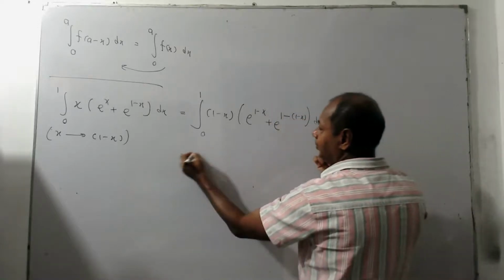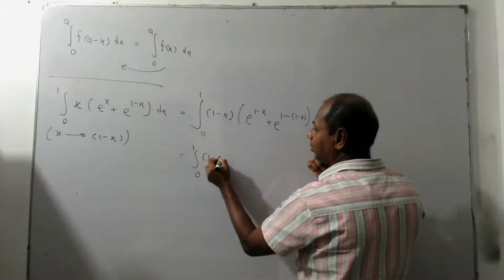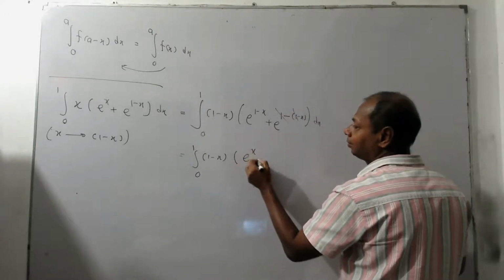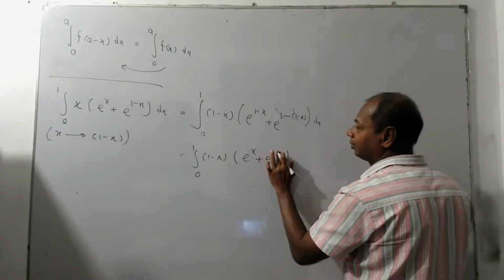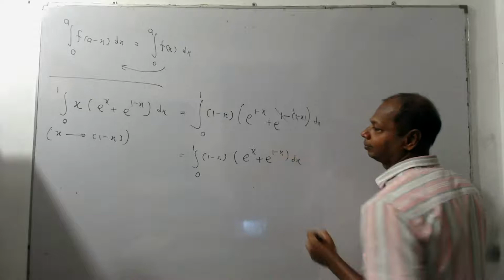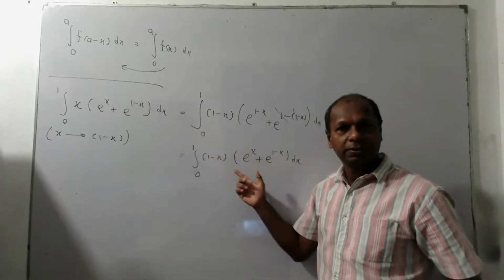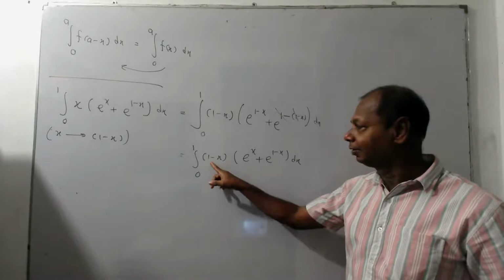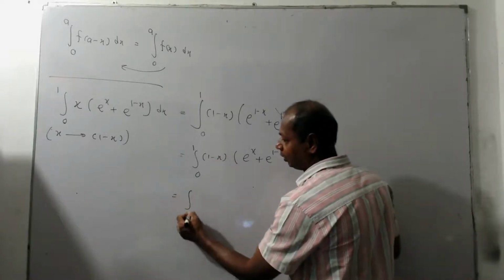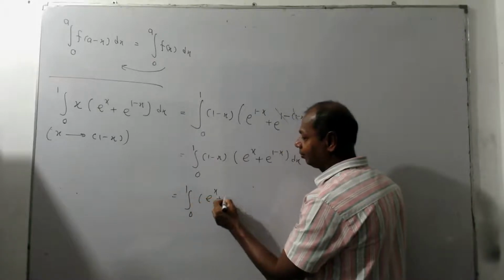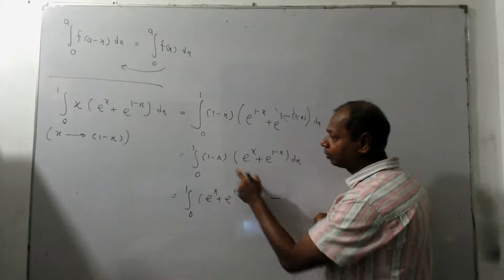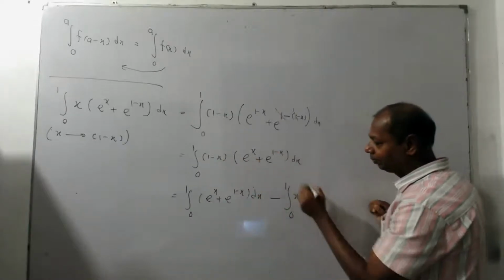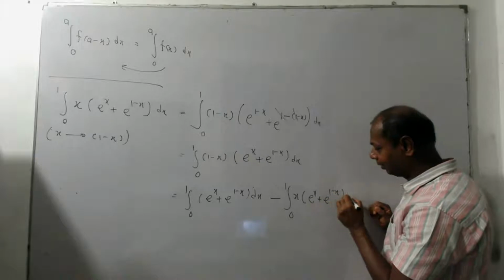Here x gets cancelled. From 0 to 1, 1 minus x. Here the 1 gets cancelled. I'll write it and take it forward: e^x plus e^(1 minus x) dx. So this is equal to this. Now I'm going to open these brackets and just break it into 2. Multiplying by 1, it will be the same. The next part I am going to take separately: the integral from 0 to 1 of x times (e^x plus e^(1 minus x)) dx.